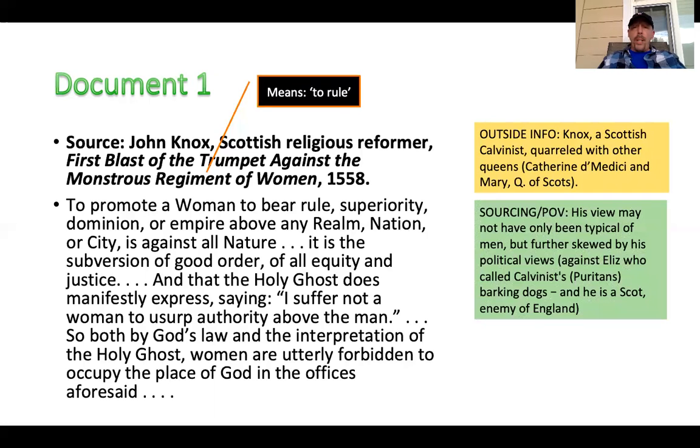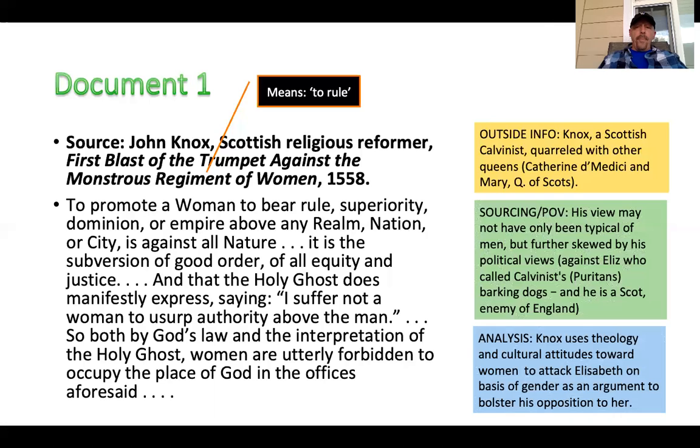Sourcing, point of view, right? So he's a man, but that's a little obvious. It might be something you want to talk about. You might get more benefit by talking about the fact that he is a Calvinist and a Scotsman who's not going to like an English queen who is against Calvinists. She called them barking dogs. Okay. And so then we read the document, and he's using a religious argument which connects to his cultural attitude about women in general to attack Elizabeth.